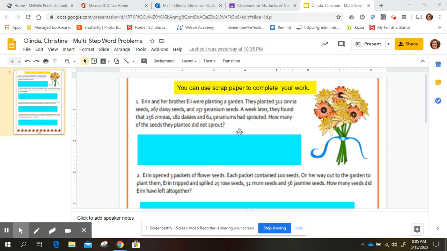Right, so these are going to take a little bit to figure out. We're going to need to do multiple steps. So on your scrap paper, you should be writing this down. Let's start with what we know about what they planted. So we know they planted 312 zinnia, 267 daisy, and 137 geranium. So we have 312.